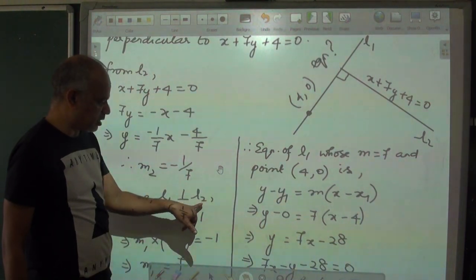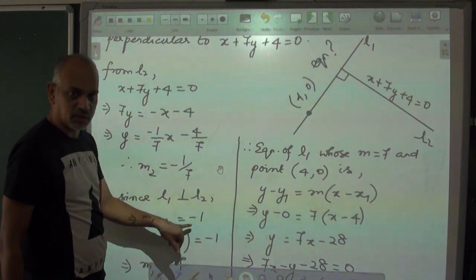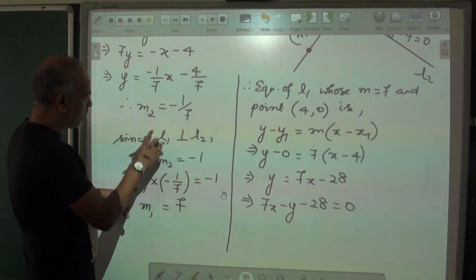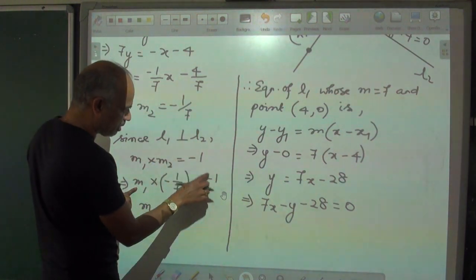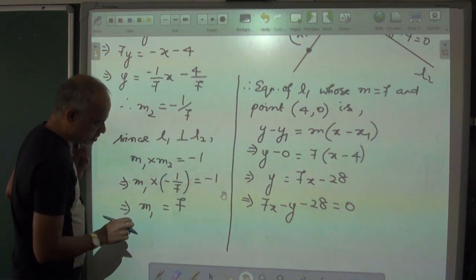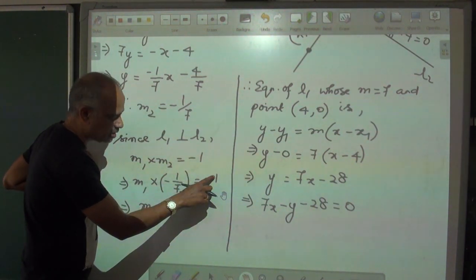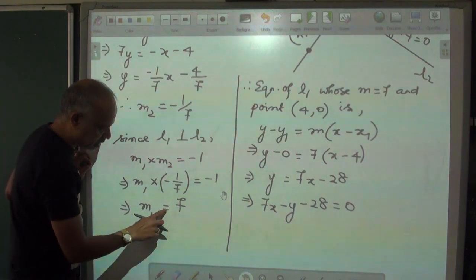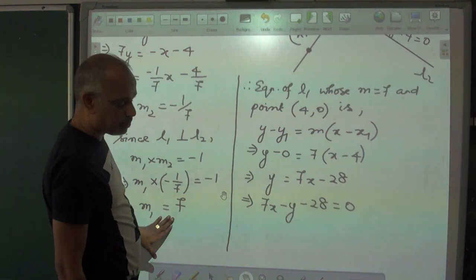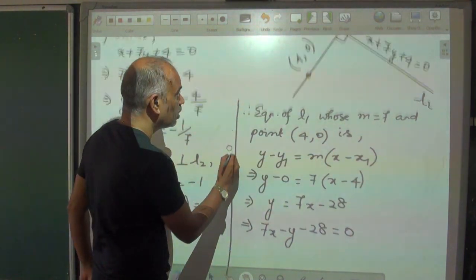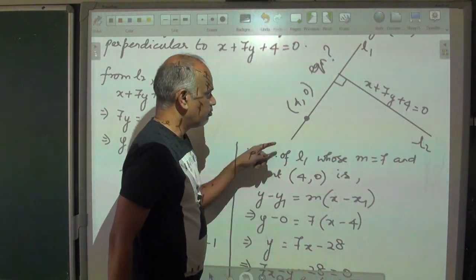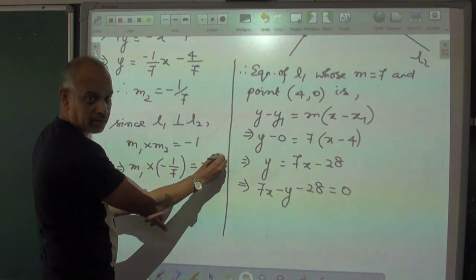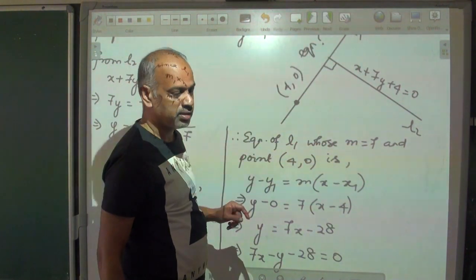Now, these two lines are perpendicular. Since line 1 is perpendicular to line 2, m1 into m2 is equal to minus 1. m1 is not known, into m2 which is minus 1 by 7, is equal to minus 1. Shift this to that side. So 7 goes to the numerator, that becomes minus 7 divided by minus 1. The minus will get cancelled, so m1 is 7. Now that you know the slope, you have to find the equation of line 1. For this first line, line 1, its slope is 7.